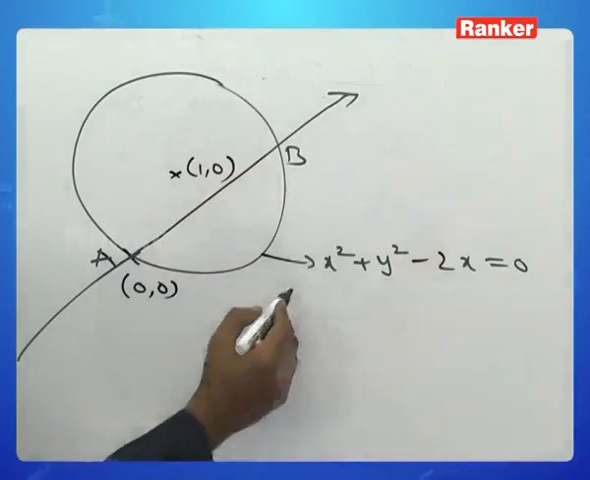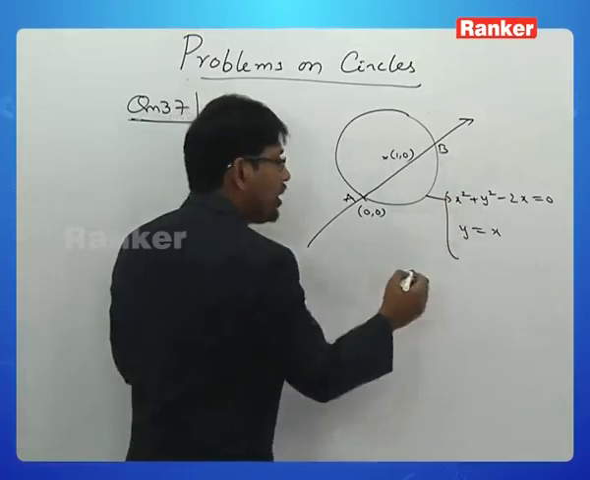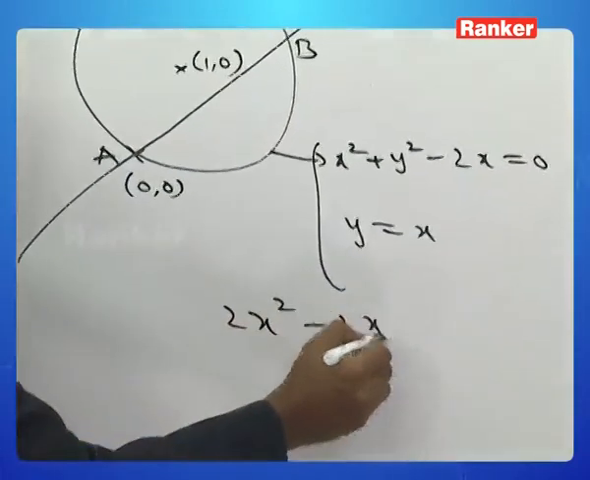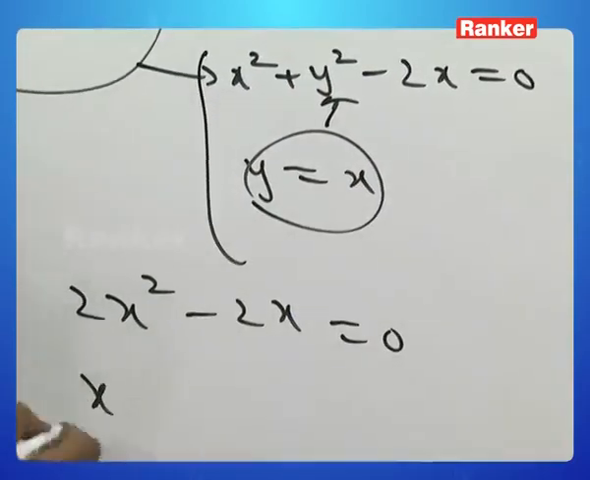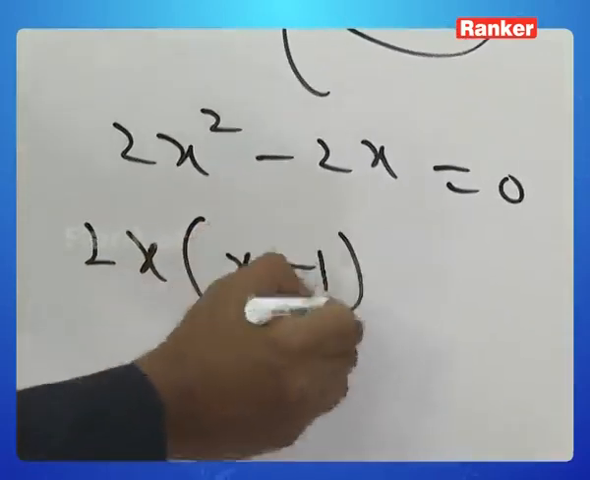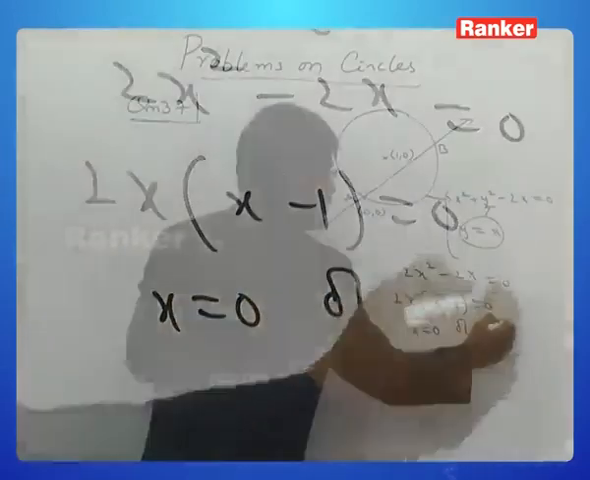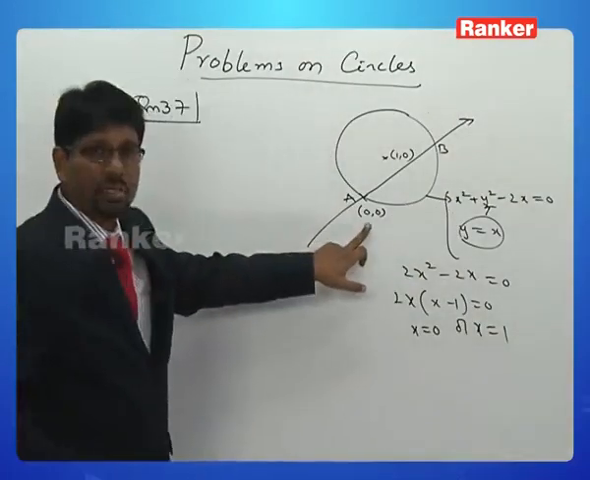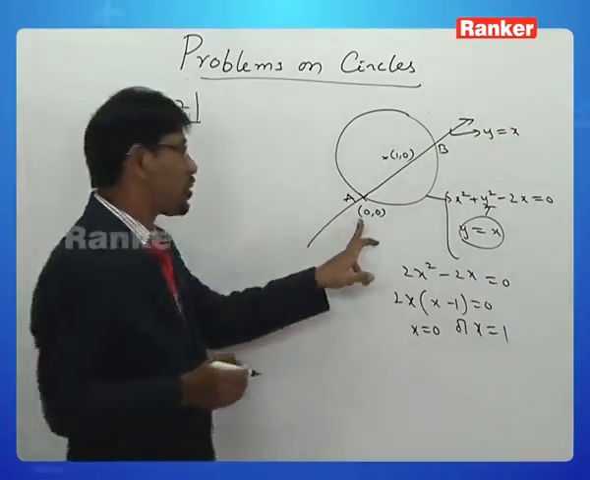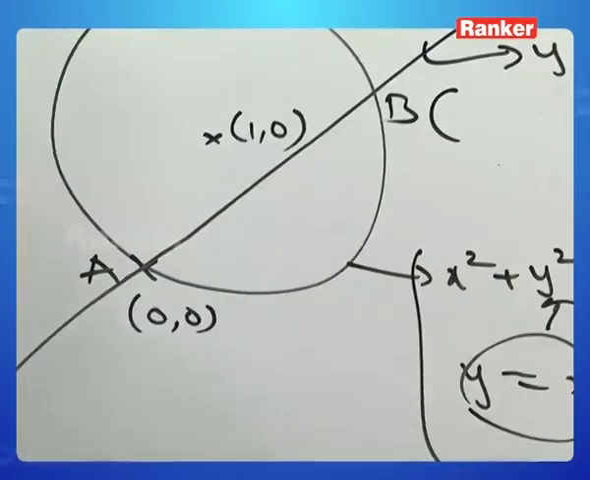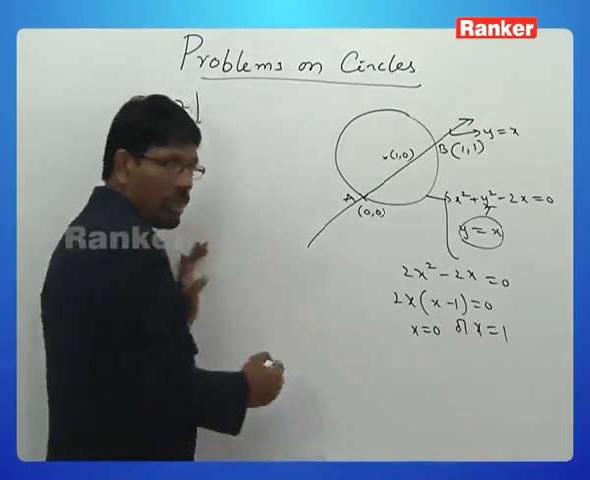Anyway, let's solve it with y equal to x. Substituting here, you get 2x square minus 2x is equal to 0. I'm putting y equal to x here. So what do you get? 2x into x minus 1 is 0. Forget this 2, x is 0 or x is equal to 1. When x is 0, you get the point 0 comma 0, because this line is y equal to x, so the y coordinate should coincide with the x coordinate. What about B? X equal to 1 will give me the point B, 1 comma 1.